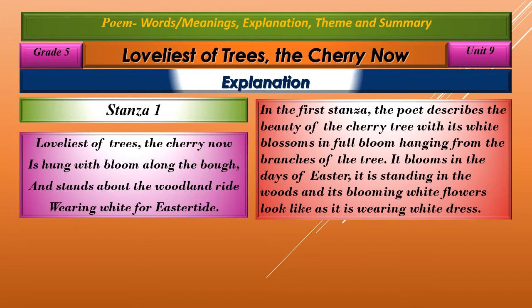In the first stanza, the poet describes the beauty of the cherry tree with its beautiful white blossoms in full bloom, hanging from its branches. It blooms in the days of Easter. It is standing in the woods, and its blossoming white flowers look as if it is wearing a white dress.